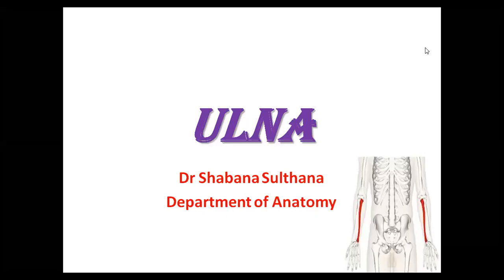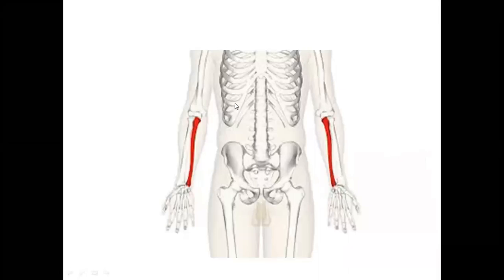To continue, we are now dealing with the medial bone, that is the ulna. I already told you when I was discussing the radius bone, this is the arm, and from elbow to wrist we call it the forearm. In the forearm, the medial bone is the ulna and the lateral bone is the radius. We are already done with the radius, now we will deal with the ulna.